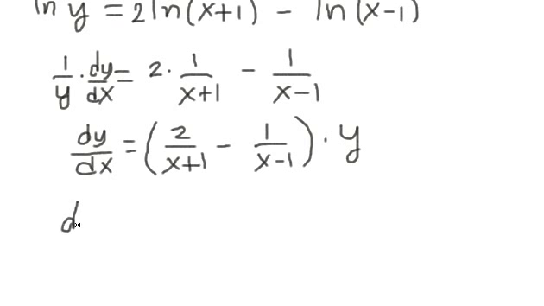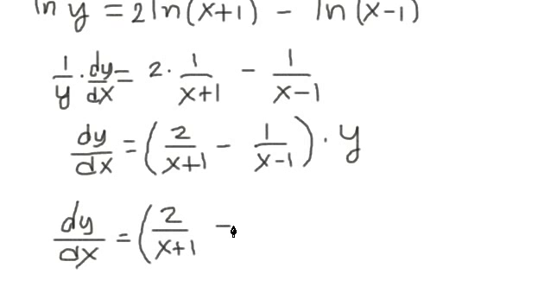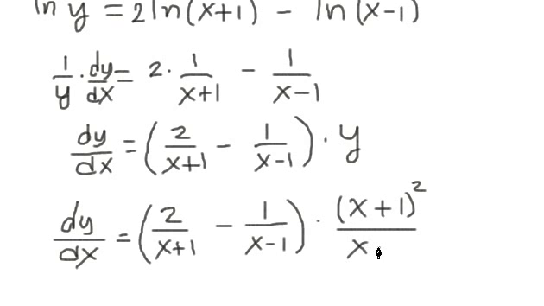So that's going to become now dy over dx is equal to 2 over x plus 1 minus 1 over x minus 1, and then of course the original was y was equal to (x plus 1) quantity squared over x minus 1. And of course, you can simplify all this down, but I don't really get caught up in a bunch of algebra right now, so we're going to leave it like this. So that's using logarithmic differentiation. Alright, so let's look at another example.